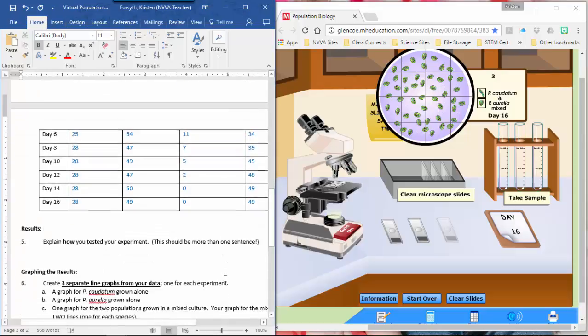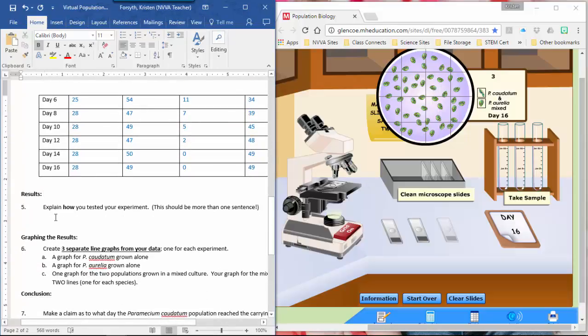So now you've got your data collected. For number 5, you're going to explain how you test it. So just in your own words, how did you get this setup complete? How did you collect all this data? It should be about, I'd say, 3 to 5 sentences. Okay, I did this, we did this, and then we counted the data for every single day.